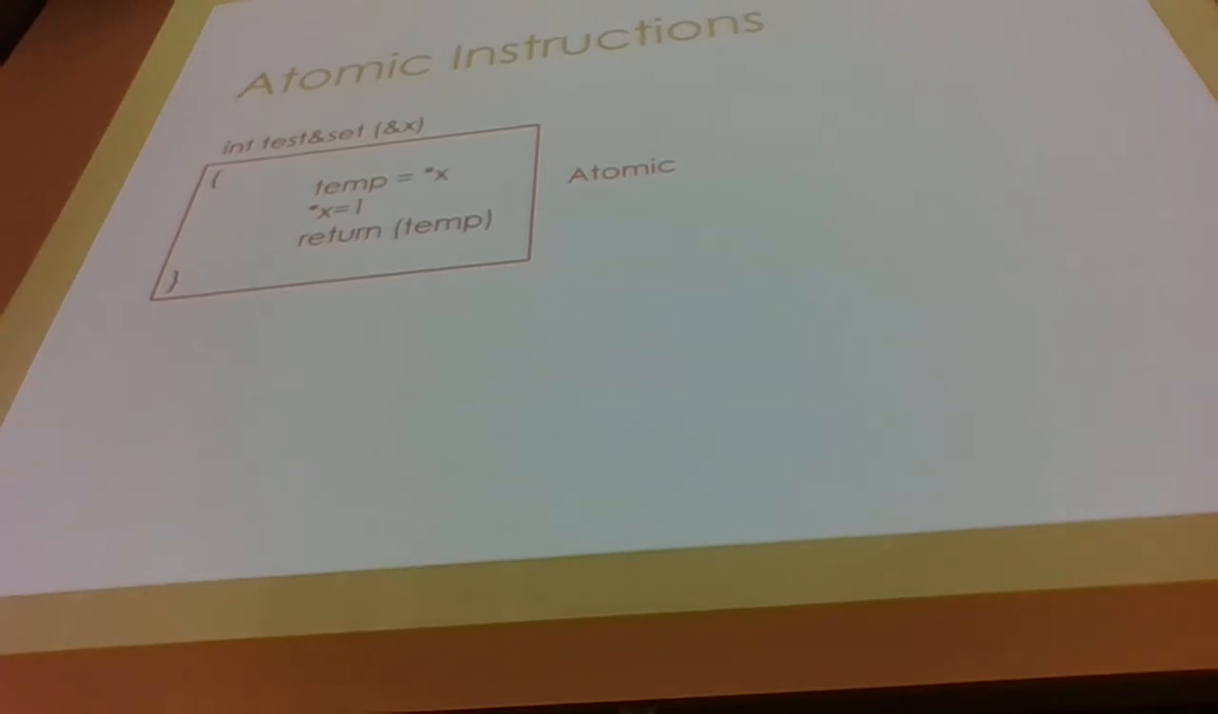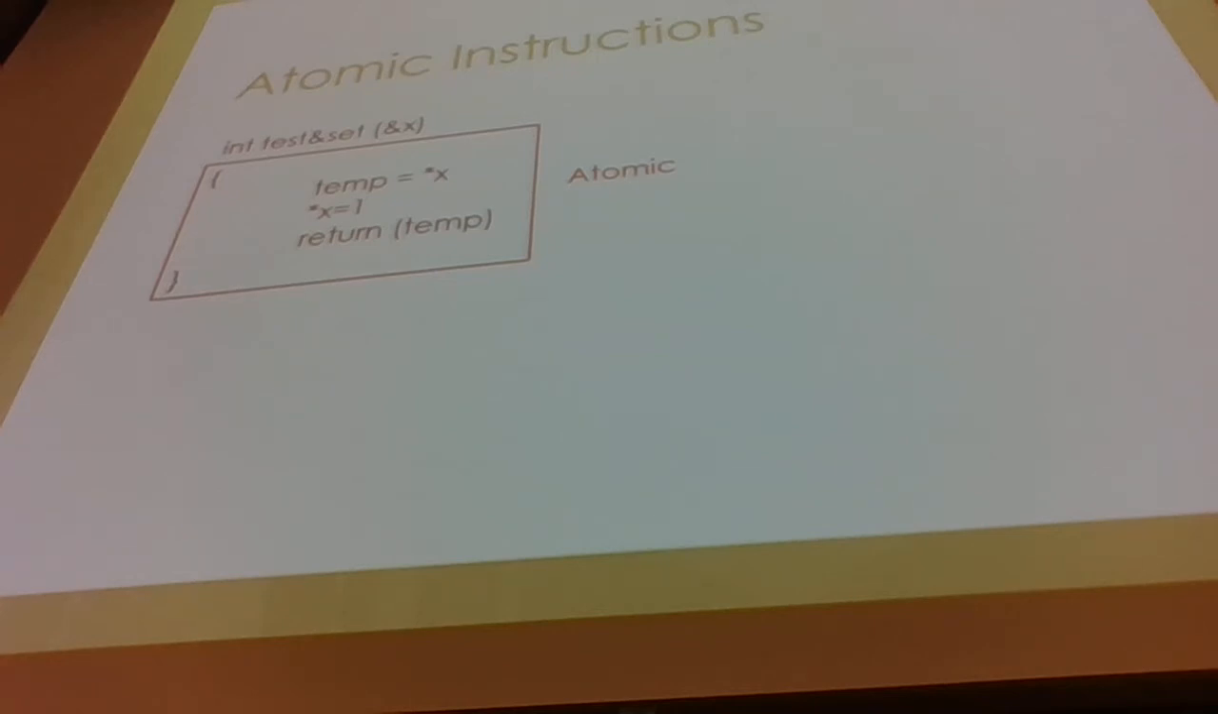You have a variable x, and you pass the address of that variable to test and set. Now, if you pass the address, what does test and set do? Test and set returns an integer value, and this variable x has to be an integer, and you pass the address of that integer.